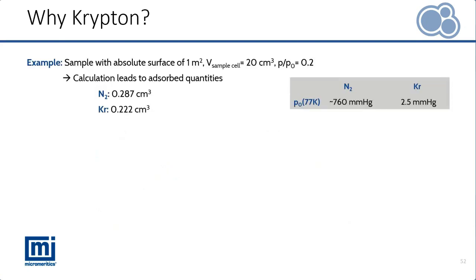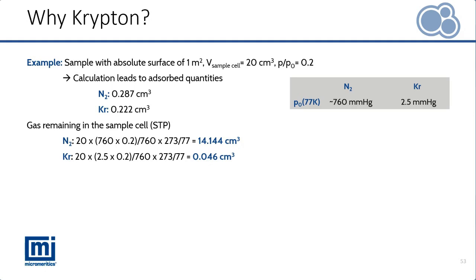This is a theoretical calculation example that illustrates the difference we get between nitrogen and krypton. Don't worry, it sounds more complicated than it is. Let's imagine an absolute surface of 1 square meter in a sample tube of 20 cubic centimeters of volume. With a relative pressure of 0.2, we can calculate that the sample adsorbs 0.287 cubic centimeters of nitrogen or 0.222 cubic centimeters of krypton.